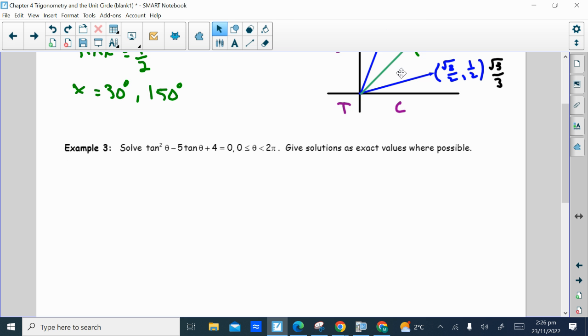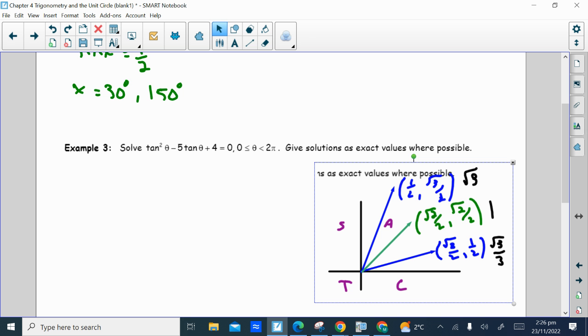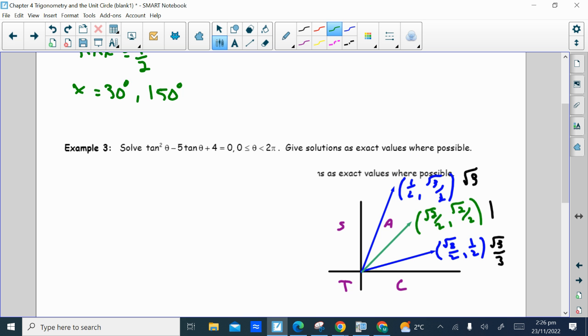This next one, we're going to have to factor this one. You cannot do any algebra to get tan of theta by itself, because you have a tan squared theta term and a tan theta term. So this is one of the ones that we're going to have to factor.